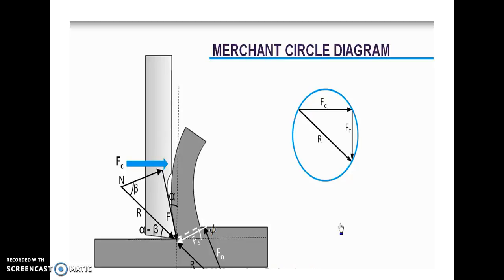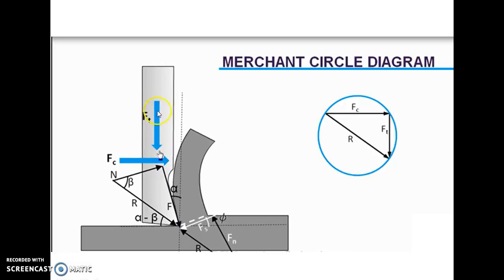that is the Fc. So the magnitude of Fc we can find out by using this graphical method, and we draw one normal line from Fc to R, that is called your thrust force. Now this thrust force is very important while calculating all the forces. So in this way we can find out Fc, Ft and R, that is the resultant force. So by using this Merchant circle we find out your cutting force Fc, your thrust force Ft and the resultant force. Thank you very much.